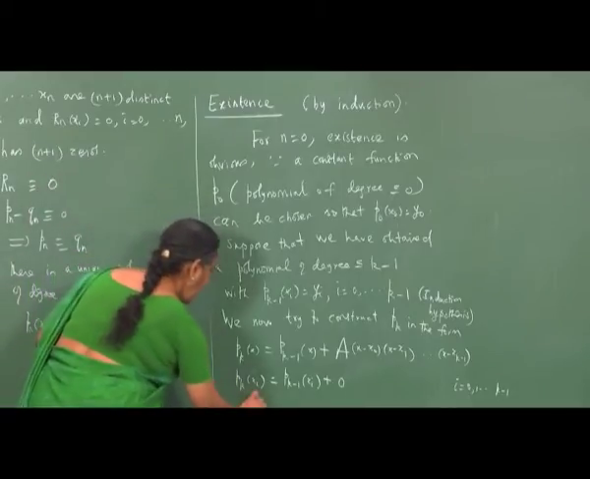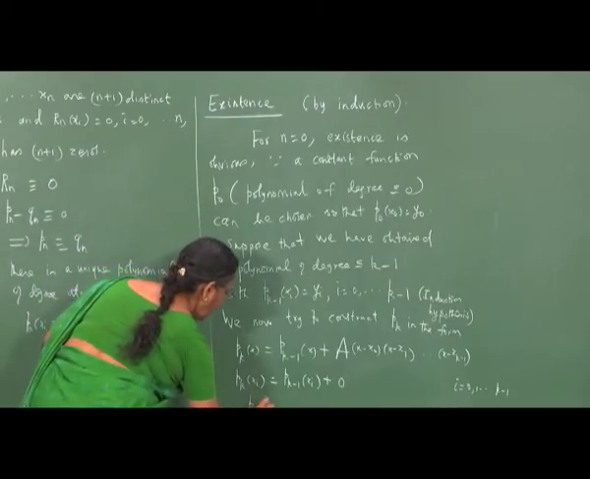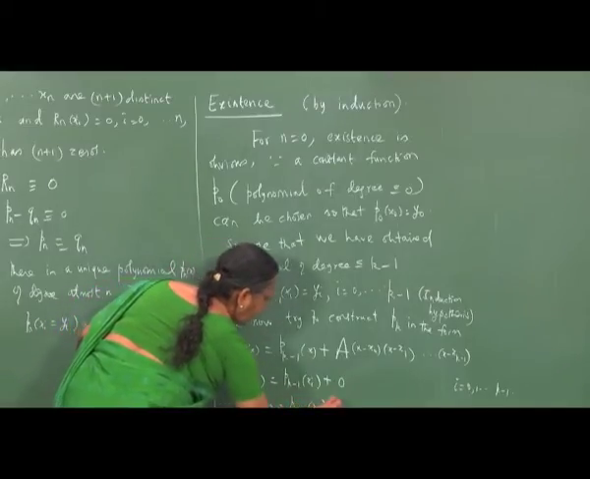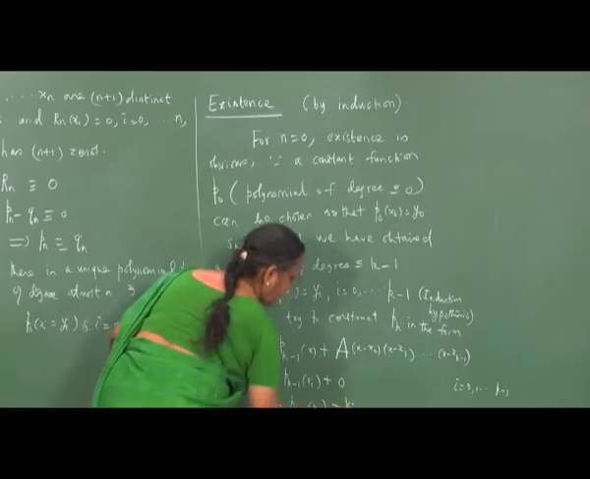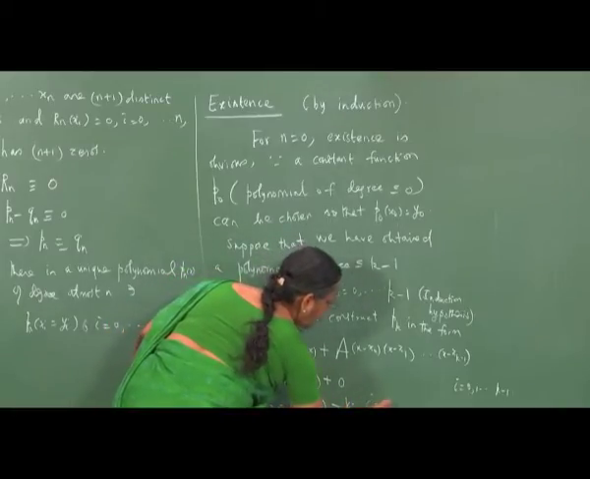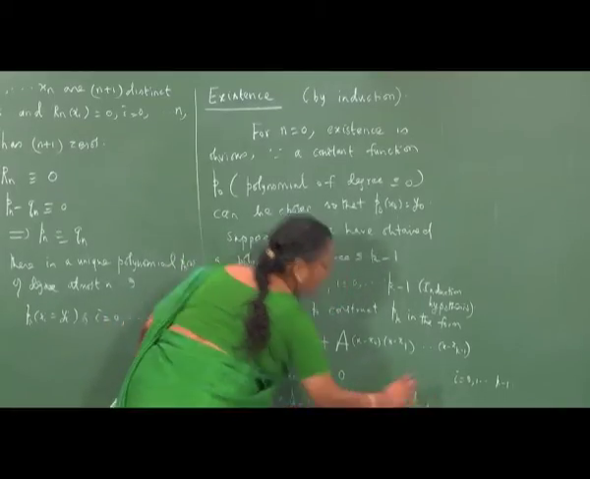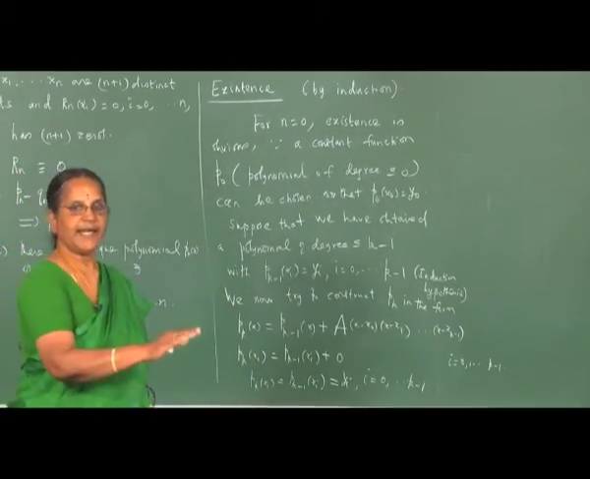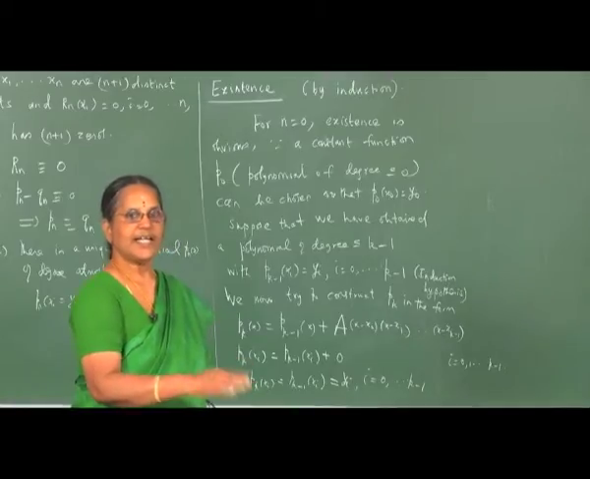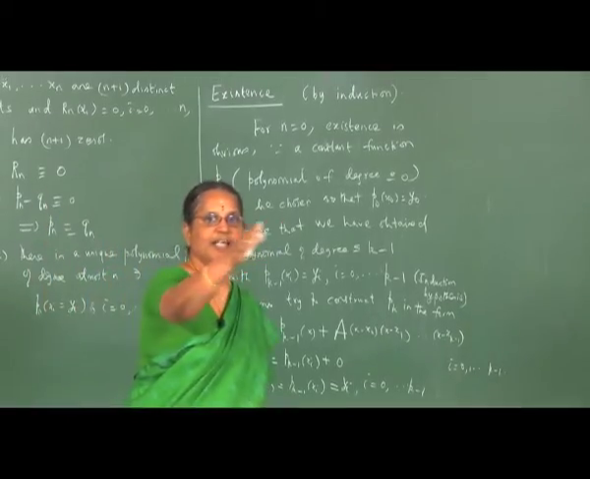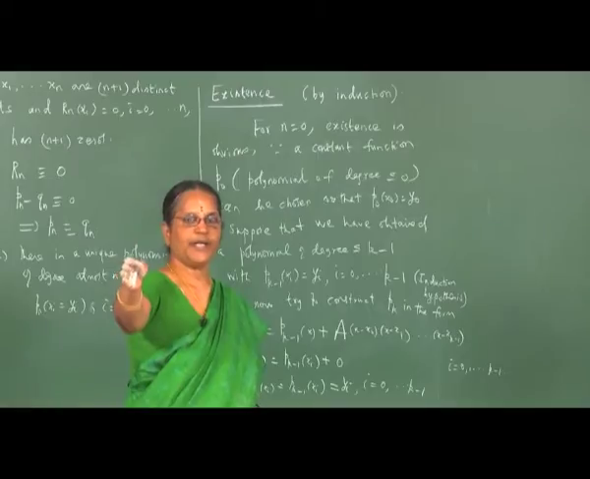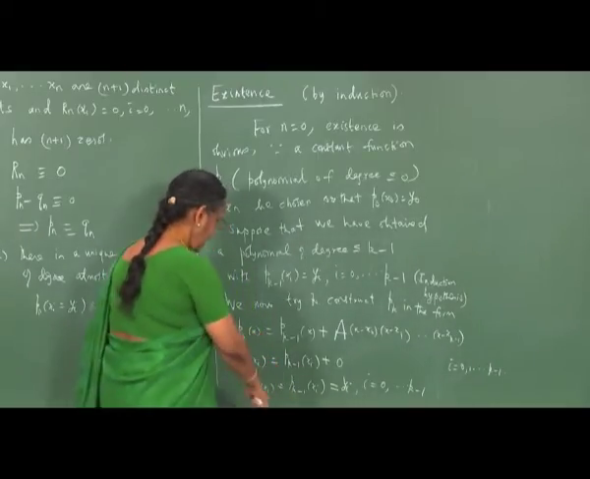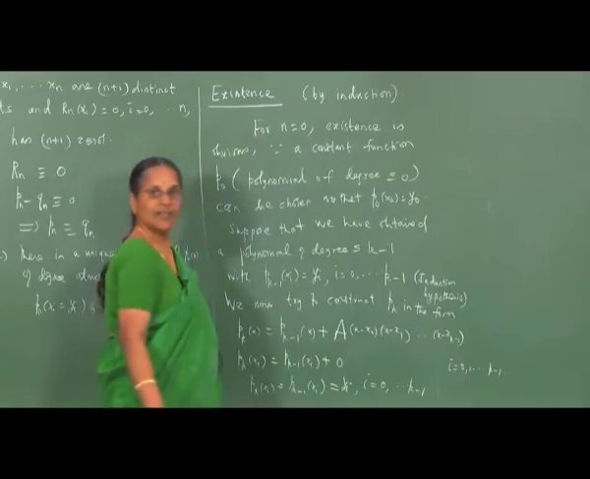So, pk of xi is equal to pk minus 1 of xi, but I know pk minus 1 of xi is yi for I equal to 0, 1, 2, 3 up to k minus 1. So, my polynomial pk satisfies the condition that at points x naught, x1 etc. xk minus 1, it interpolates the function by satisfying the condition that pk of xi is yi.